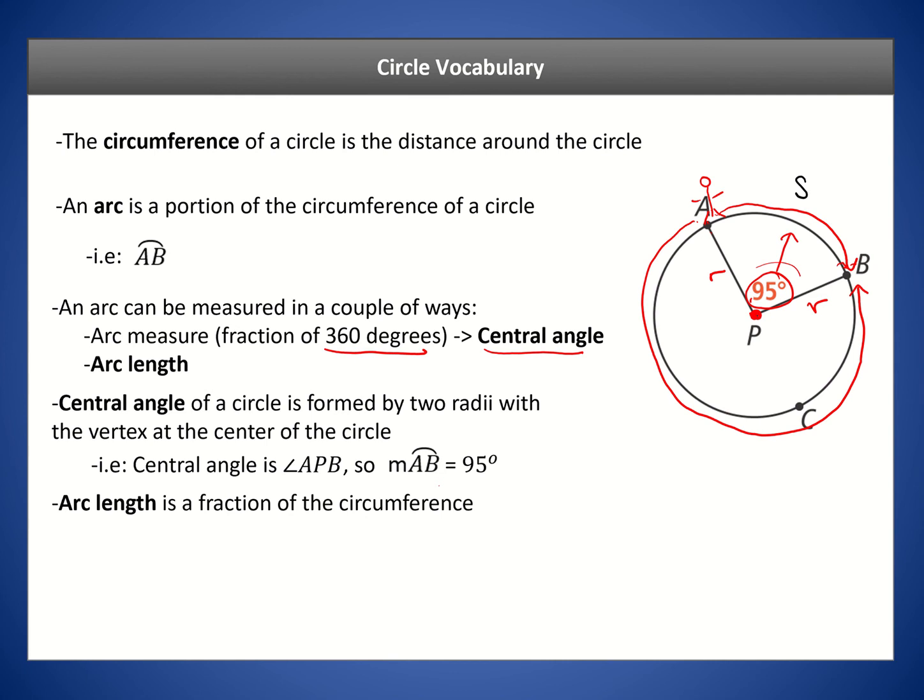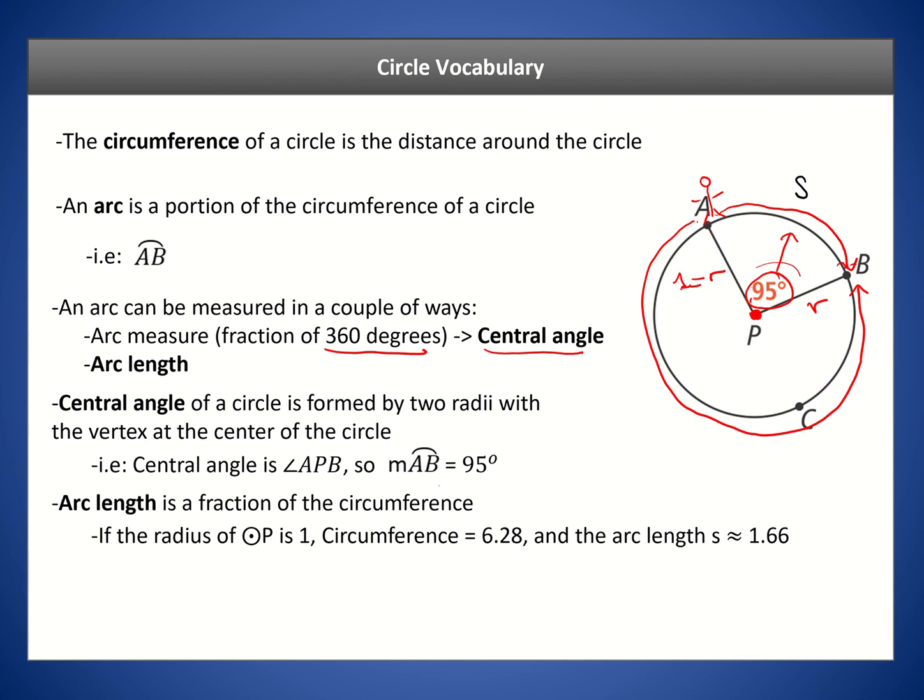So the arc length is a fraction of the circumference. If the radius of the circle were, for example, 1 inch, 1 centimeter, 1 mile, whatever the unit, then the circumference would be 6.28. We get that from the usual circumference formula, which is 2 pi r. We'll discuss that in more detail later. If you compute 2 pi times the radius, which is 1, you get 6.28. And then the arc length from A to B happens to be 1.66. We'll show you how to calculate that in a little bit, but the point is that the arc length is always a fraction of the whole.